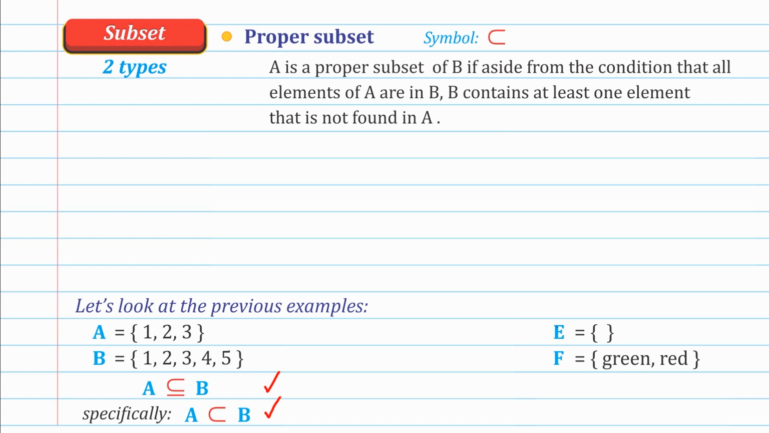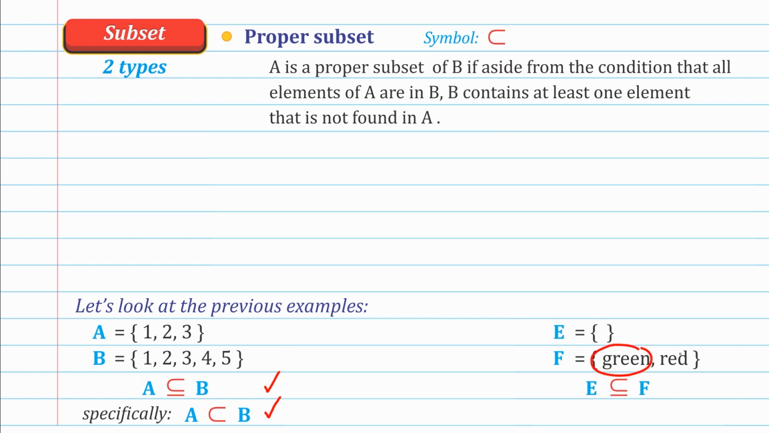We have the empty set and set F, which contains green and red. Well, again, from the previous slide, we know that E is a subset of F. This, we know, is part of this set. E is a subset of F. But can we be more specific? Is there an extra element in F that is not found in E? Yes, there are. Again, we have two.